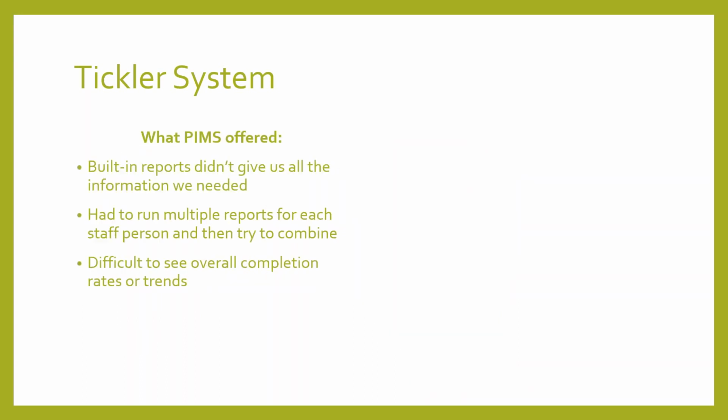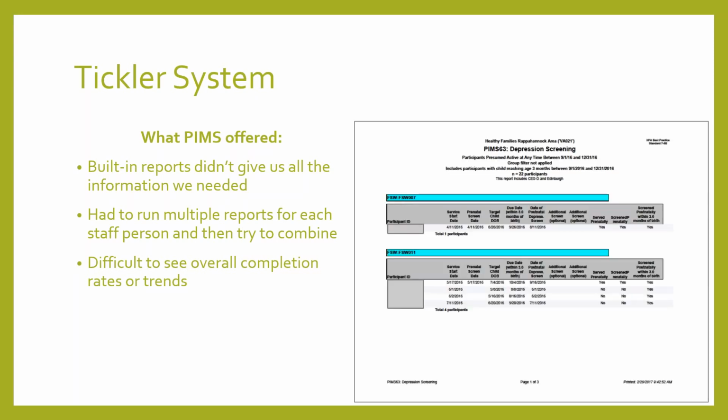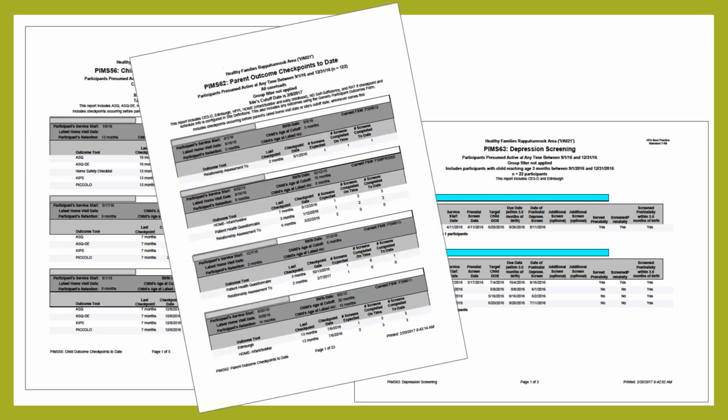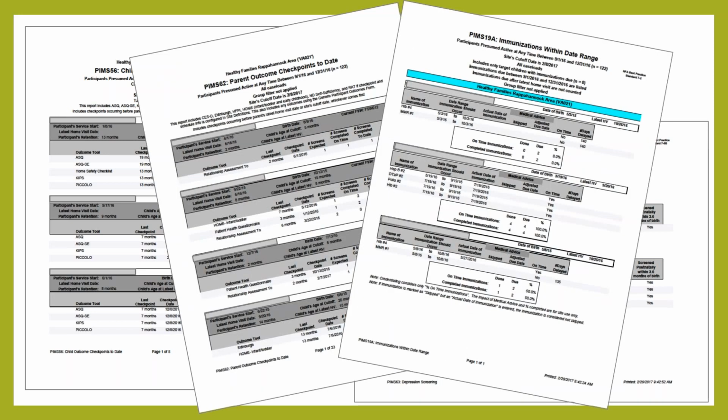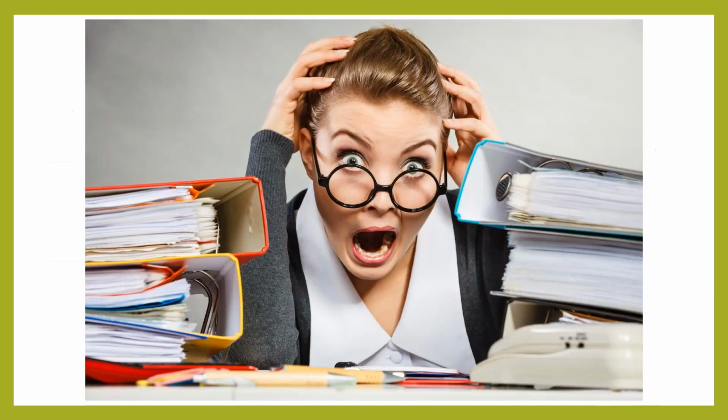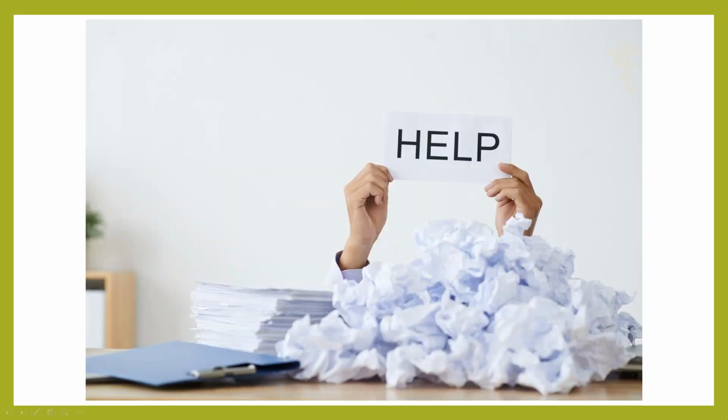So those of you that know PIMS, you know that unfortunately it's a little bit limited when it comes to the tickler idea. There are lots of really great built-in standard reports, but we had a hard time finding reports that would show us exactly what we were looking for. And so we would have to run multiple reports for each staff person, for each family, every month to try to figure out the information and then synthesize it all into some useful format. So what usually happened is I would look like this or like this by the end of the month when I was trying to figure stuff out.